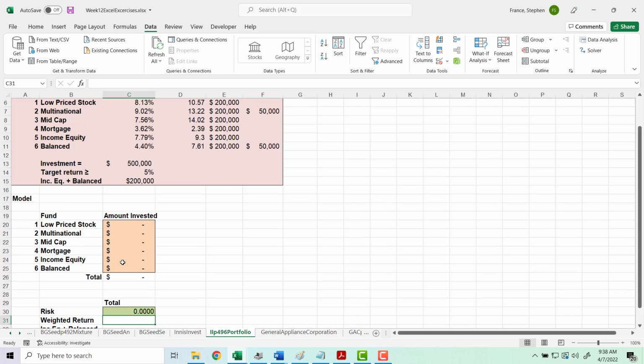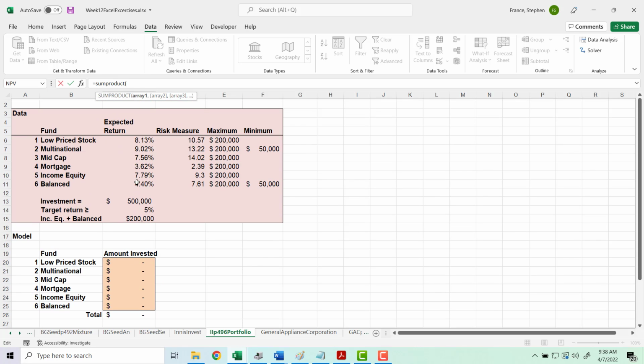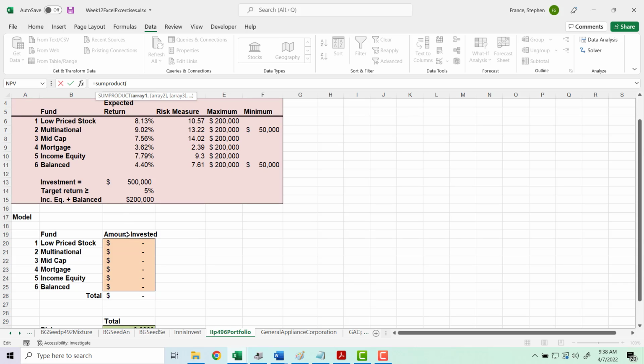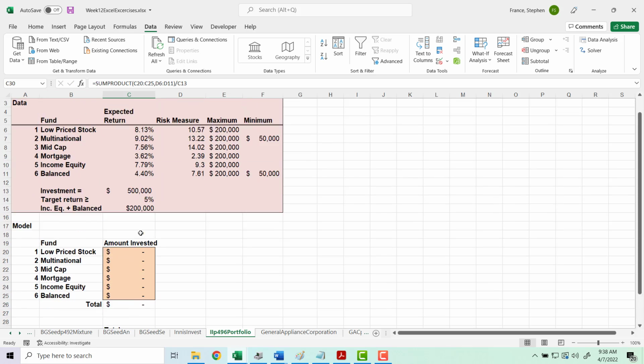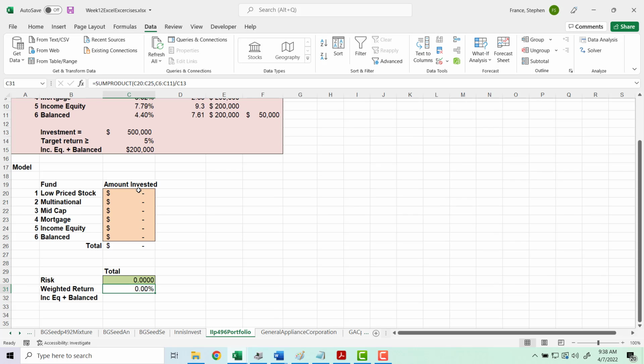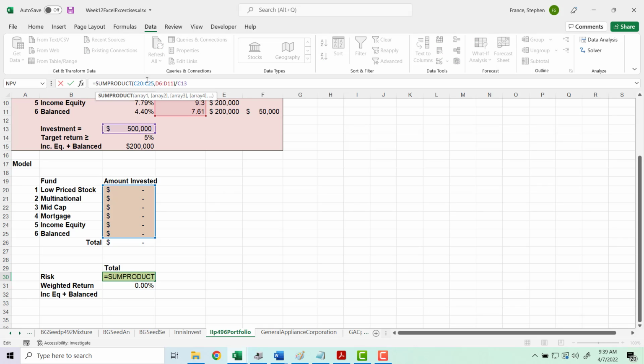It's going to be the same with the weighted return. It's going to be SUMPRODUCT of the amount invested, comma, expected return, divided by the total amount invested. Now let's make sure I haven't messed that up. Risk is in column D, return is in column C, and each time we're using SUMPRODUCT with the amount we invest.